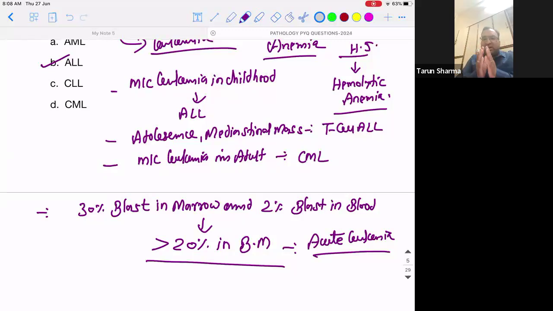Whenever blasts are more than 20%, again, I am repeating the same thing. If blasts are more than 20% in bone marrow, not the blood. In bone marrow, if the blasts are more than 20%, your answer is there. The answer is acute leukemia.